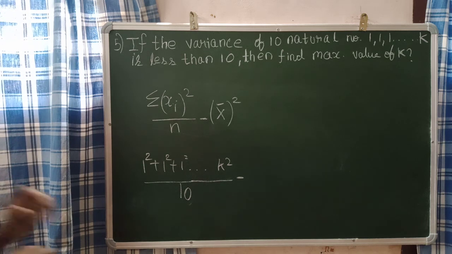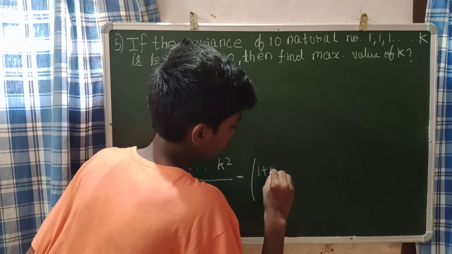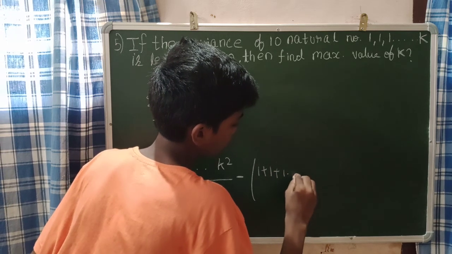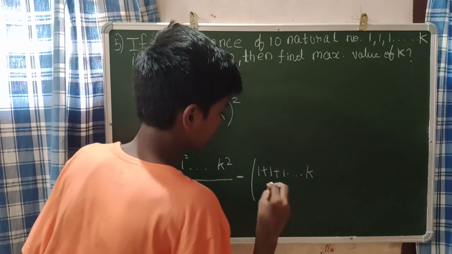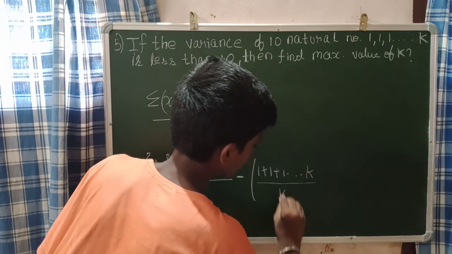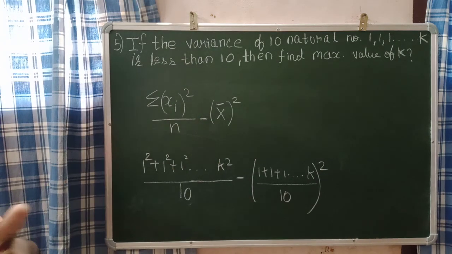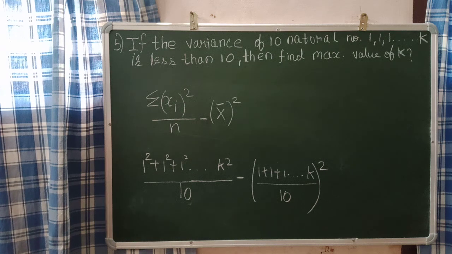So the sum of all the observations will be nothing but 1 plus 1 plus 1 and it goes on up to k, then divided by the total number of elements. What is the total number of elements? 10 only. Then square, because in the formula we are having mean square. Never forget that. In the formula we are having mean square.